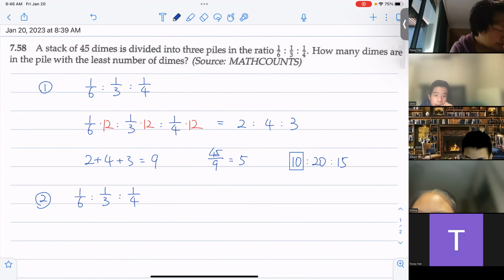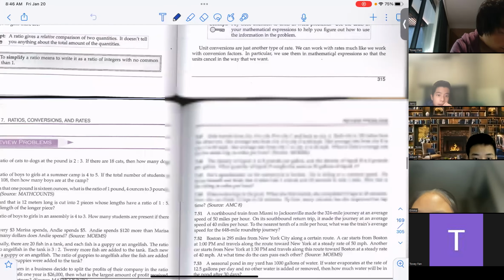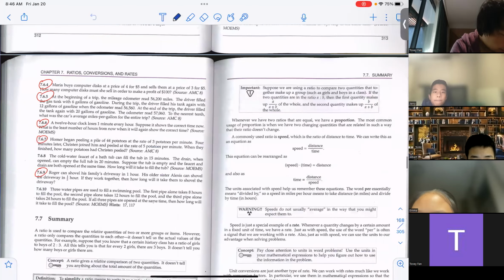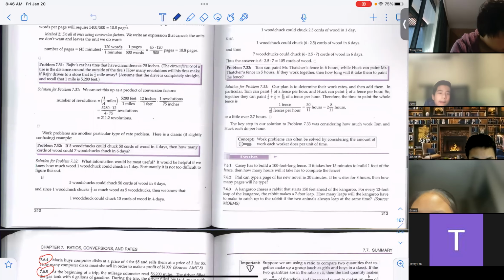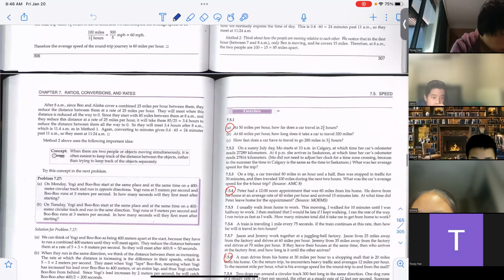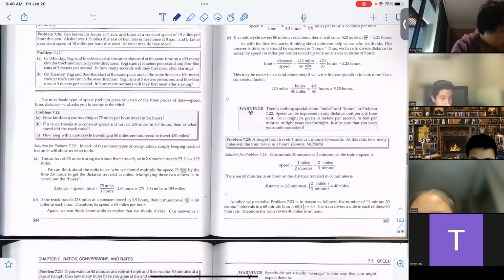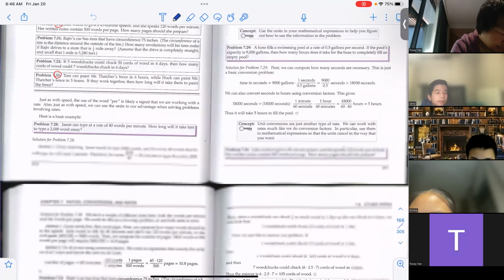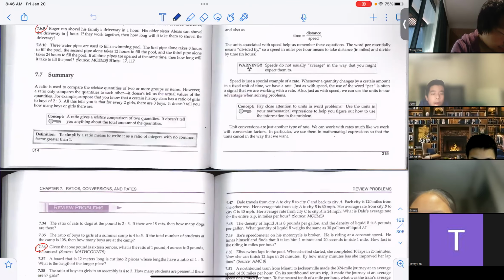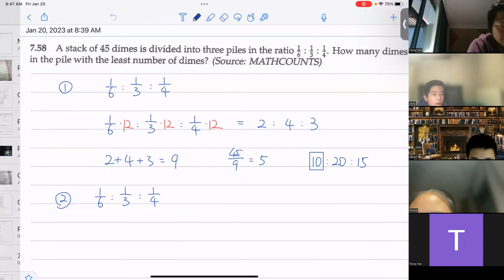It was an example problem, I believe. It was an example problem, right? We've done the same question before. Let's see. Which problem was it? Okay, can't find it. Anyway, we've done a similar one before.